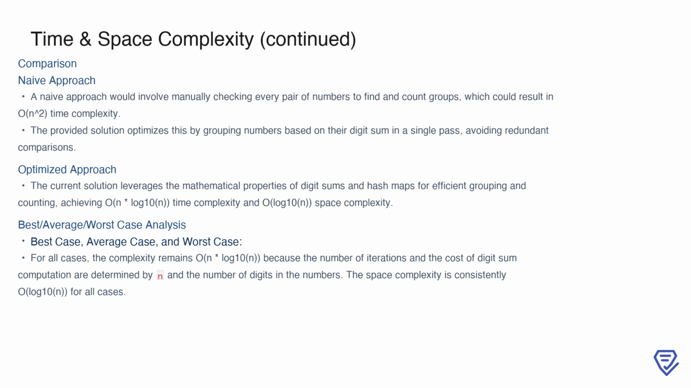This is because the number of iterations and the cost of digit sum computation depend only on n and the number of digits in the numbers, which do not vary. Similarly, the space complexity remains O(log10 n) in all cases since it is determined by the size of the dictionary storing the digit sums.